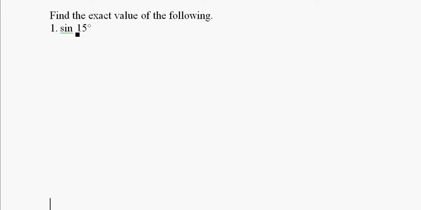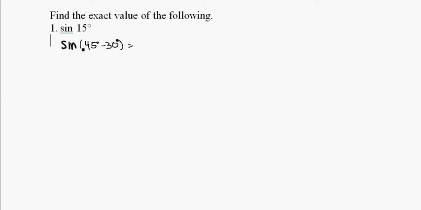So here's the sine of 15 that we need to find. Unfortunately, that's not one of our unit circle angles. However, if we look at the difference, 45 minus 30, that's clearly the same thing as 15.